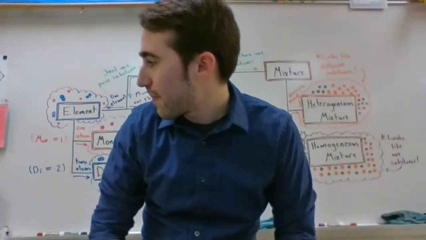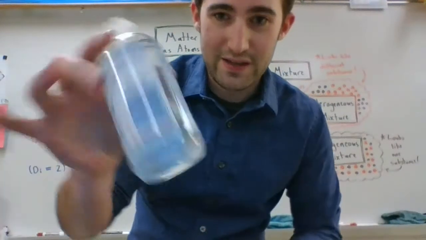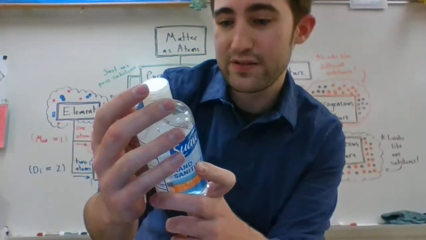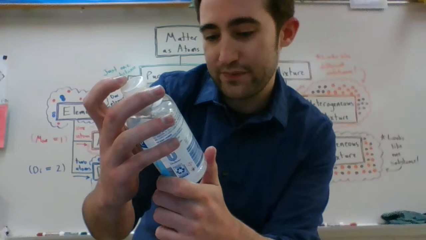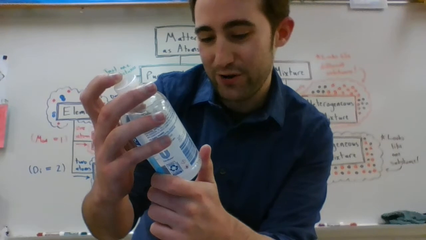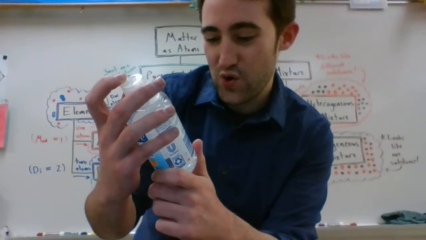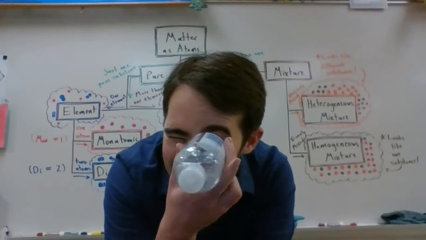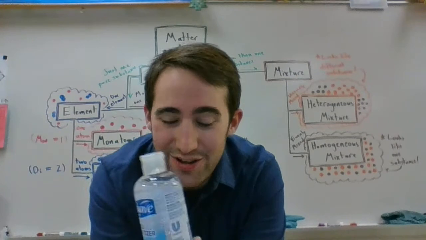Let me get this bottle of hand sanitizer. This is just a clear liquid on the inside. If you go and read the ingredients, we've got ethanol in there. We've got water. We've got carbomer. We've got, ooh, that's a hard one to pronounce, triethanolamine. But if I look at this, I can't be like, ah, yeah, I see the triethanolamine. It all looks like one substance. It all looks like a pure substance.